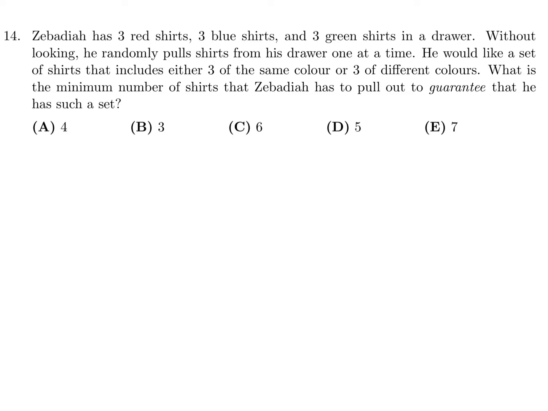Zebediah has 3 red shirts, 3 blue shirts, 3 green shirts. Without looking, he randomly pulls shirts from his drawer one at a time. He would like a set of shirts that includes either 3 of the same color or 3 of different colors. What is the minimum number of shirts that Zebediah has to pull out to guarantee that he has such a set? All right. So we've got red, red, red, blue, blue, blue, and green, green, green.